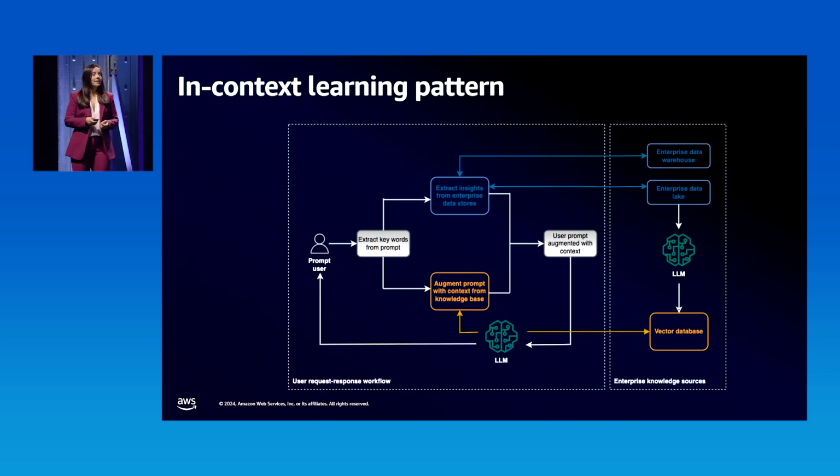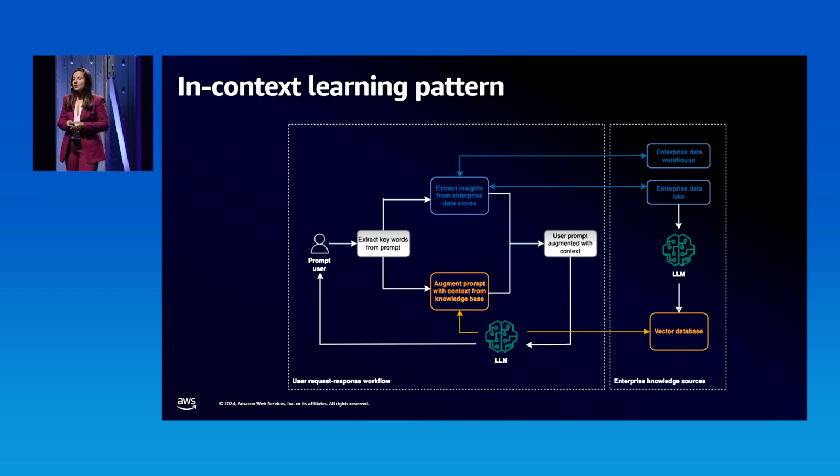So let's look now at the in-context learning pattern. First, the user submits the prompt to the generative AI application, and a large language model extracts the keywords from this prompt. Based on those keywords, we are getting relevant information from the company data sources. It can be a data warehouse, it can be a data lake, those can also be vector databases. This relevant information we are then sending to the large language model, which builds the generative AI response.